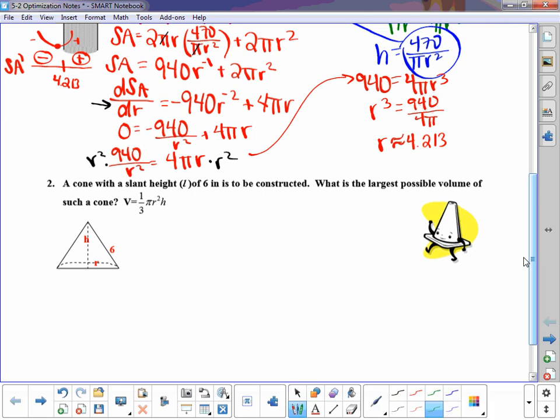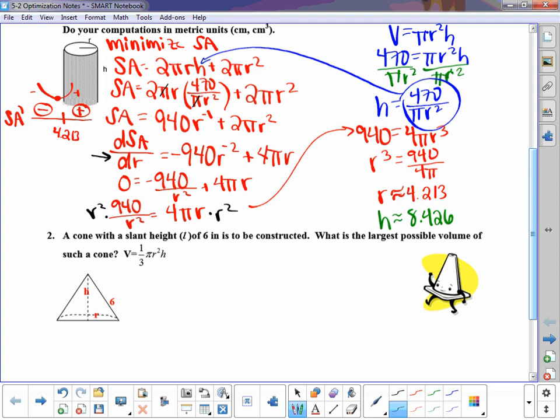Alright, so then our H value was 8.426 or 427. Okay, so make sure you actually answer the question. It asks what the dimensions are. Typically, answer it with a sentence. The dimensions of the can are, radius is approximately 4.213. What's my units? Centimeters. And my height is 8.426.